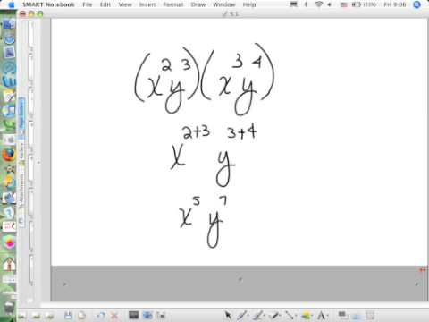Now, do you have to show this step right here? No. You don't have to show that step when you're solving your problems. I'm showing it so that everyone can see exactly what we've done. Okay?